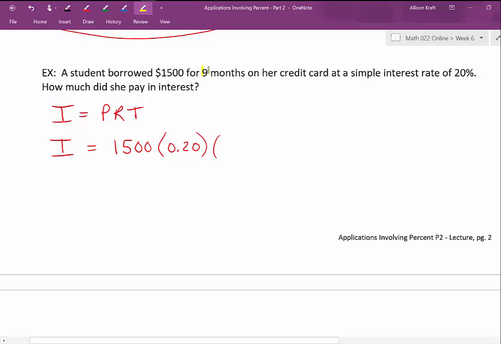You'll notice in this example, they gave us times in months. So we need to convert this to years. Since there are 12 months in a year, you convert it by taking the number of months and dividing it by 12. You can simplify this if you like to be 3/4.